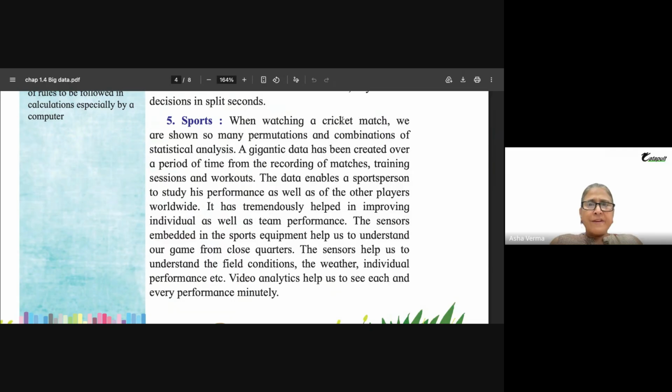Sports. When watching a cricket match, we are shown many permutations and combinations of statistical analysis.